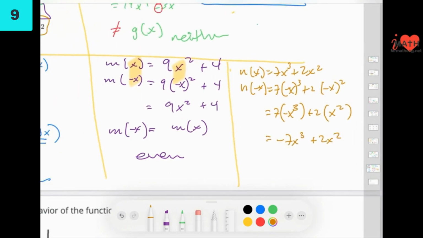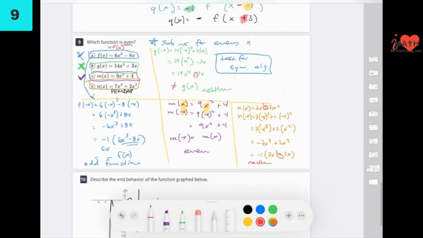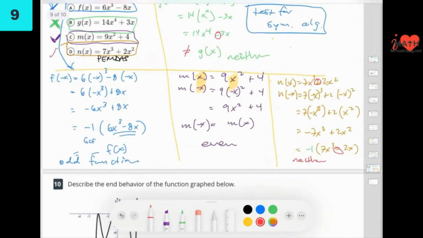Now, if you factor out the -1, you're going to get 7x cubed minus 2x. It's not equal to the original, and it's not equal to the opposite of the original, because this one has a negative sign there. So this one is a neither. So the only correct answer we have is C.